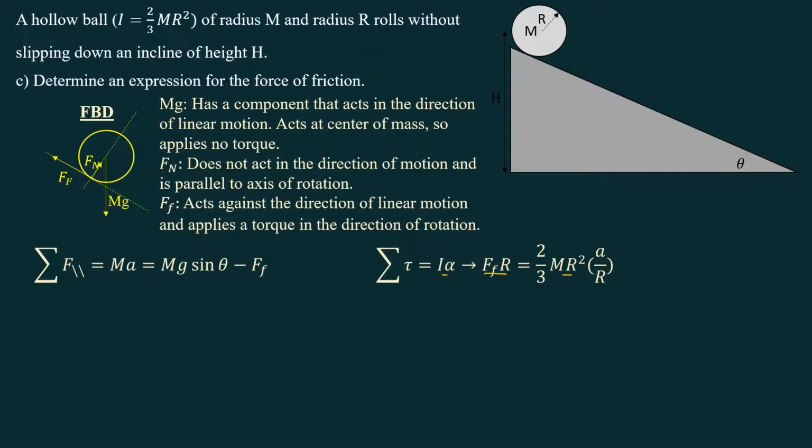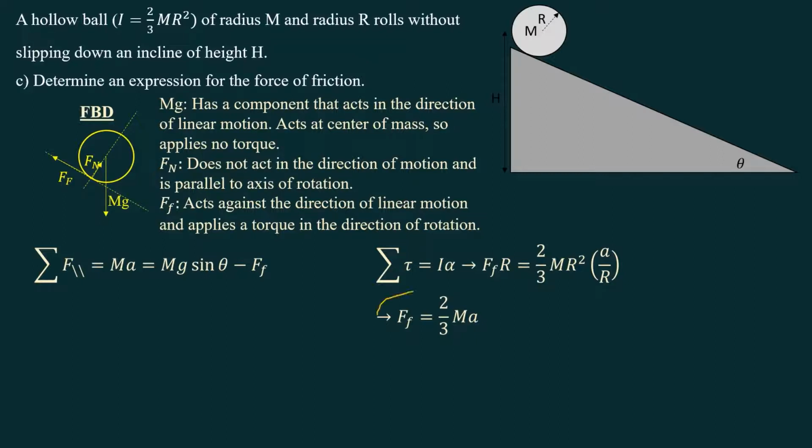And then alpha, we're trying to unite these two equations. We have linear motion and rotational motion. So I'm going to convert alpha to a over R. And this is true, alpha is a over R, because it is rolling without slipping. And that is true when you're rolling without slipping. And I have the force of friction is 2/3 ma. So now these two equations are compatible.